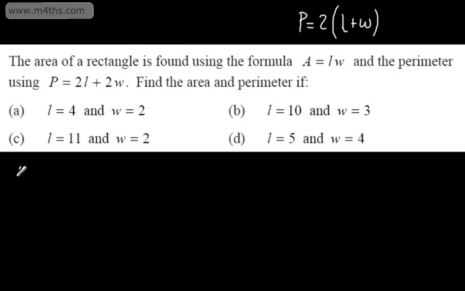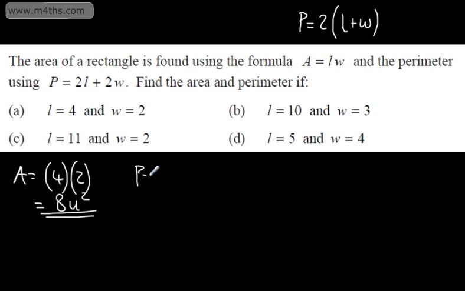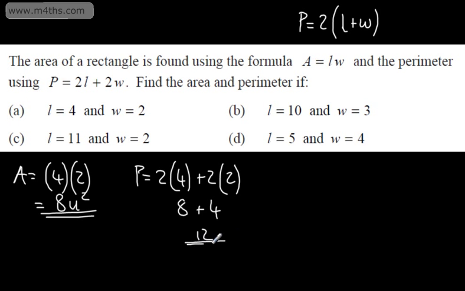So if we look at the first one, we have now area is equal to the length, which is going to be 4, multiplied by the width, which is 2, and that would now give us 8, and then whatever the units were, squared. If we look now at the perimeter, I will do it both ways. The perimeter is going to be 2L, which is 2 lots of 4, plus 2W, which is 2 lots of 2. That's going to give me 8, plus 4, which is going to be equal now to 12. So we'd say that the perimeter was 12 units.